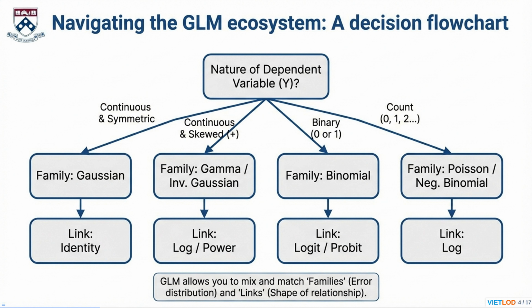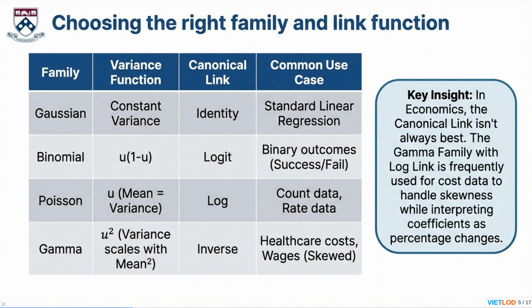Finally, for count data, non-negative integers like the number of hospital visits, the Poisson or negative binomial family with a log link is standard. If you are modeling the number of patents a firm produces each year, this is count data. Following the flowchart, you would start by considering a Poisson family with a log link. This flowchart gives a great overview. Now, let's dive a bit deeper into the specifics of these common family and link combinations.